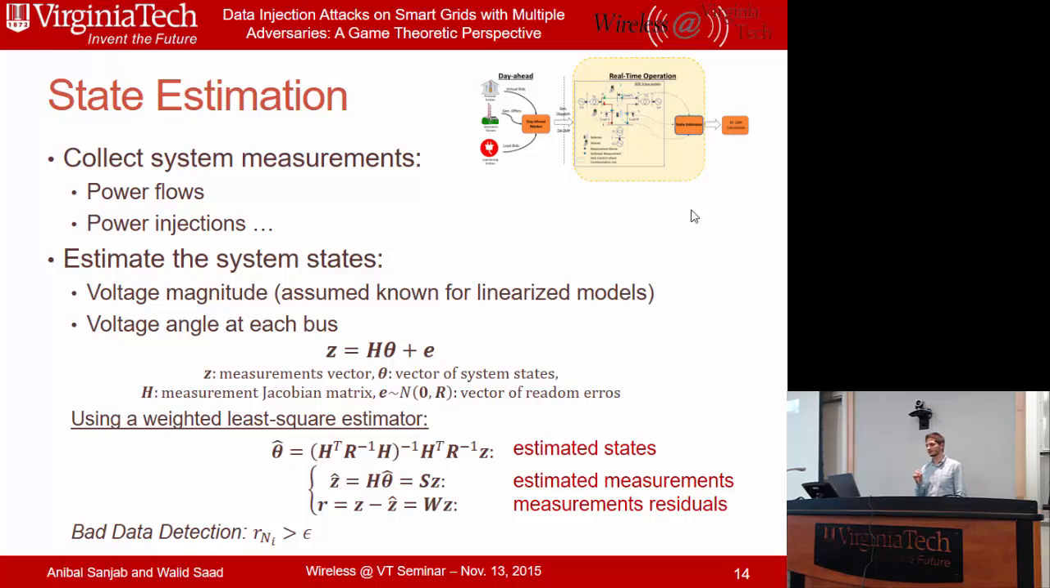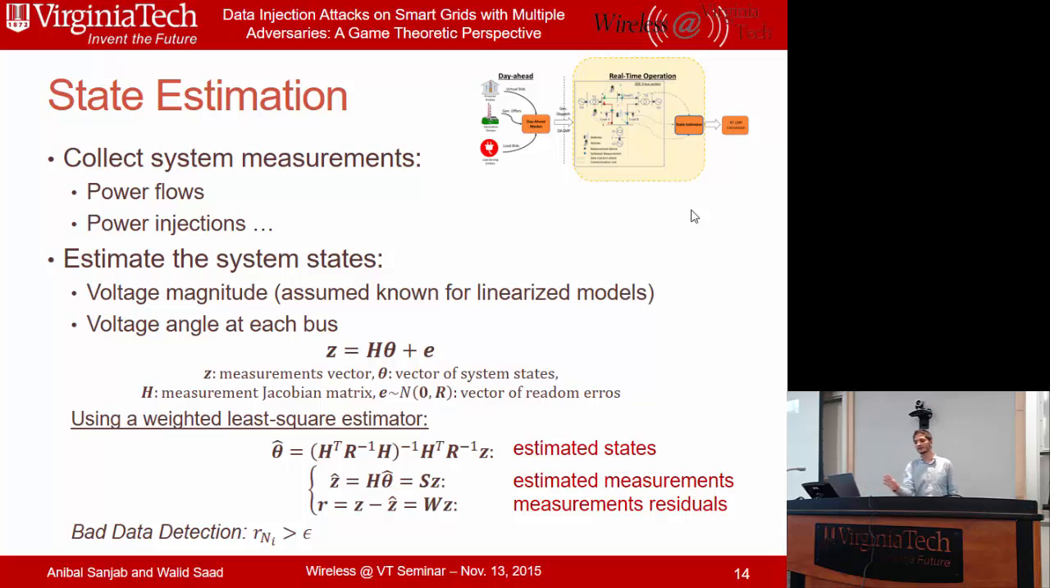Okay, so these are the states. If we know those, we know everything in the system. We can get the currents flowing on every line. We can get the power flows on every line. We can get how much has been consumed by a load, how much has been generated by a generator, and so on and so forth. Knowing that means knowing the whole state, knowing everything. So some measurements are collected in the system, and the aim is to estimate those states.